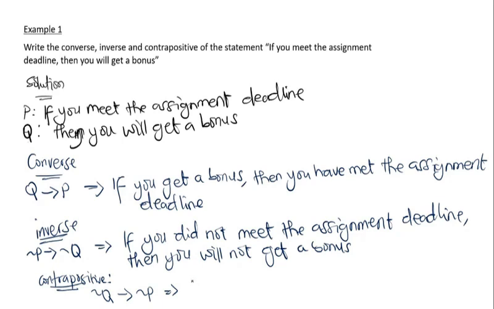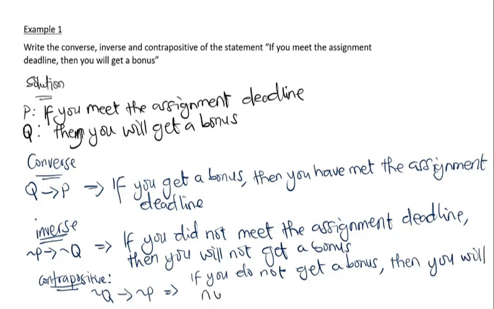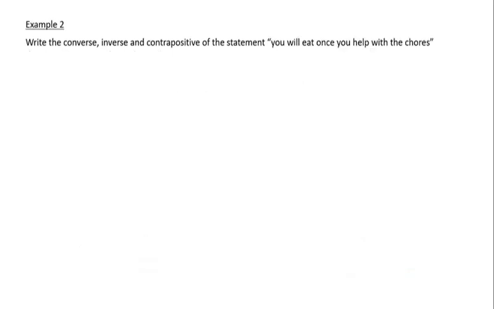So let me try and squeeze that here. If you do not get a bonus, that is on condition that you didn't get a bonus, then it implies you will not have met the assignment deadline. So this is how we write the converse, inverse, and contrapositive of a statement. Let's look at another example.